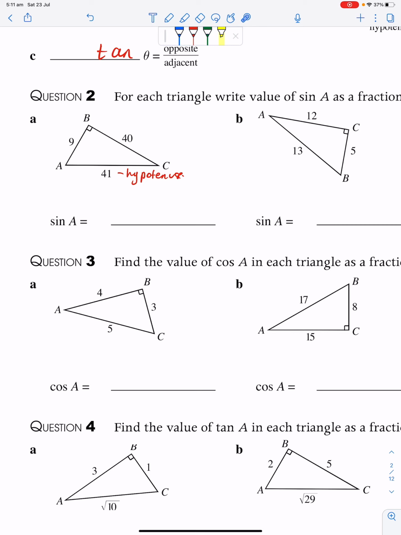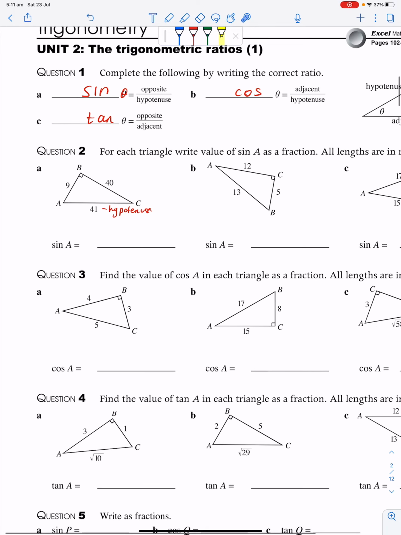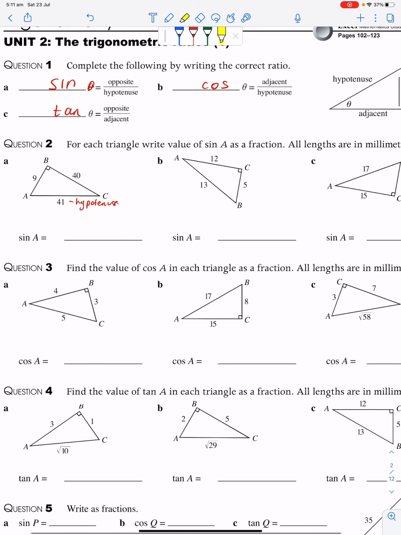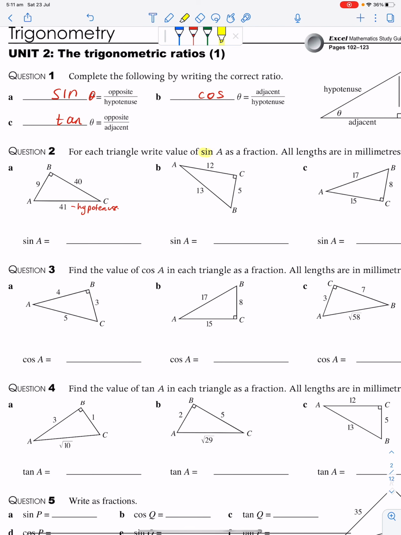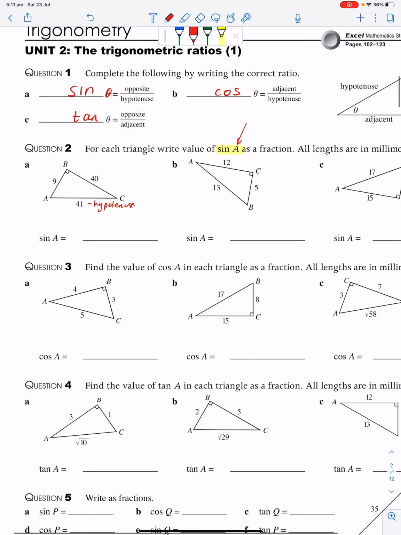Now, the other two sides, this here or this here, which one is opposite and which one is adjacent? Well, it depends on the angle that you're referring to. In this question, the question says, for each triangle, write the value of sine A. So the angle they want us to use here is angle A. Where's angle A on our triangle? This is angle A over here, so we're going to mark the angle just there. That's angle A. Now, if I mark the angle there, you can see that facing the angle is 40.